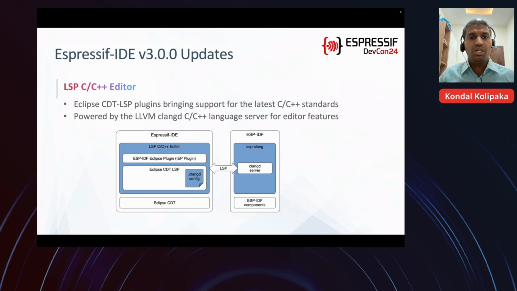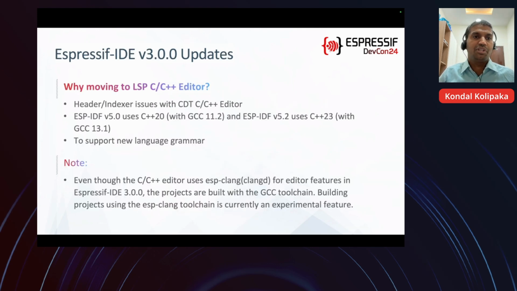So what we did was we built our plugin on top of the Eclipse CDT LSP, and that is capable of configuring some of the default settings, for example, the ClangD server. When you switch between the different targets, we will take care of switching the different configuration and stuff like that.